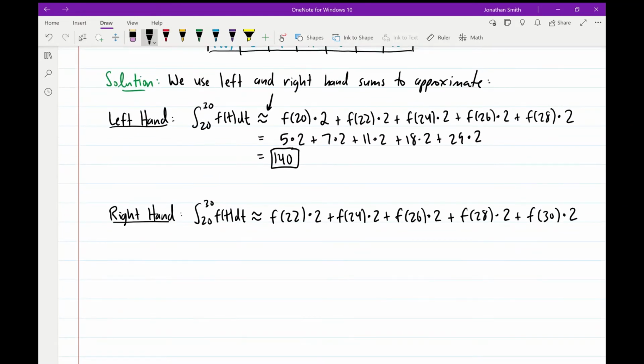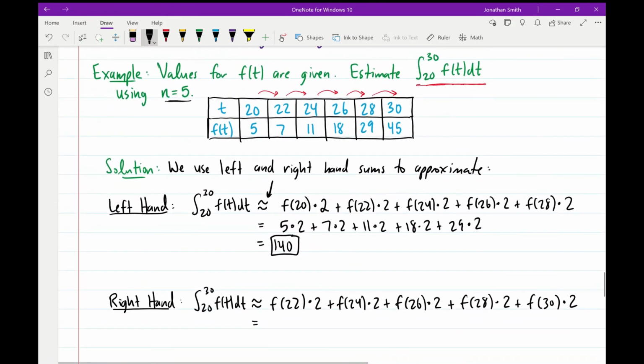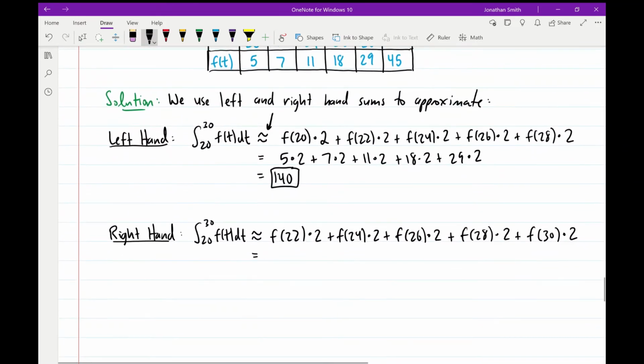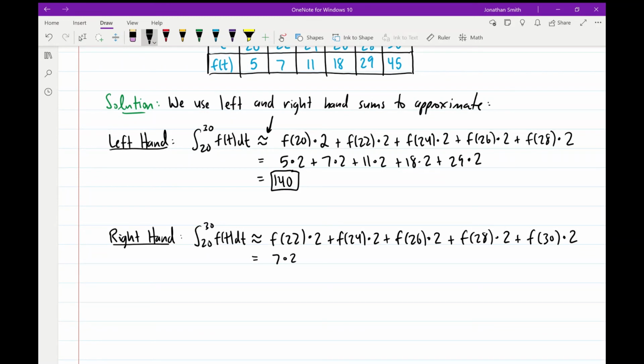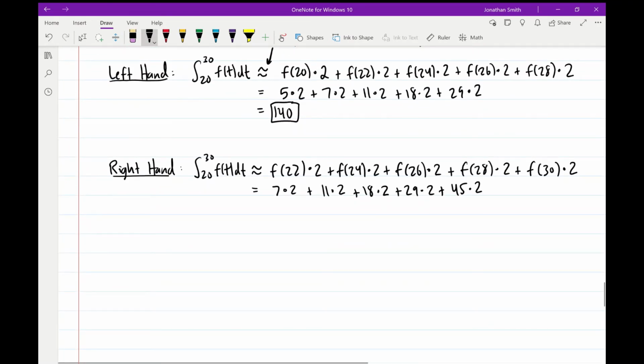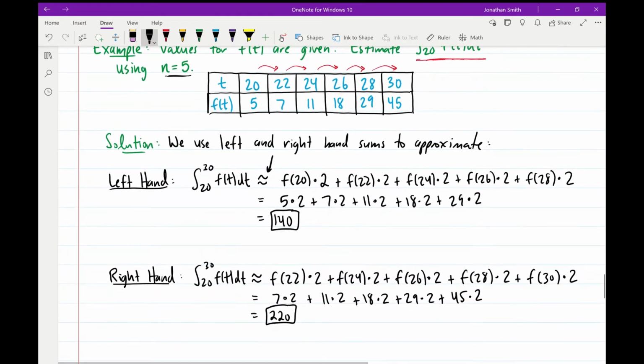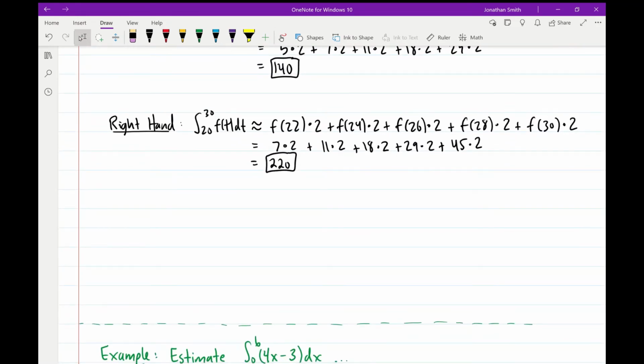And again, we can plug in the actual values for each of these values of the function. So we get 7 times 2, plus 11 times 2, plus 18 times 2, plus 29 times 2, plus 45 times 2. And again, if you take this sum and you put it into a calculator, you should end up with 220. So when we do the right-hand sum with 5 subintervals, we get an approximation for the definite integral that is 220.